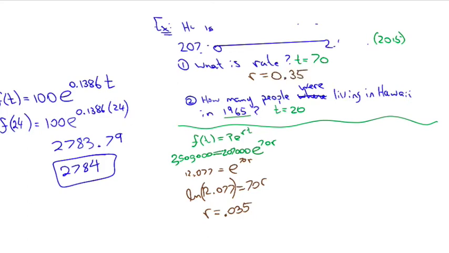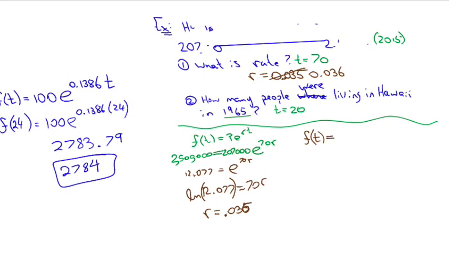The next question is, how many people will be living in Hawaii in 1965? So you start over again with your function, f of t. Its rate is 0.035. Actually, if you want to be correct, it's 0.036. Let's be precise here. I'd rather you go 4 decimal places, but that's just me.